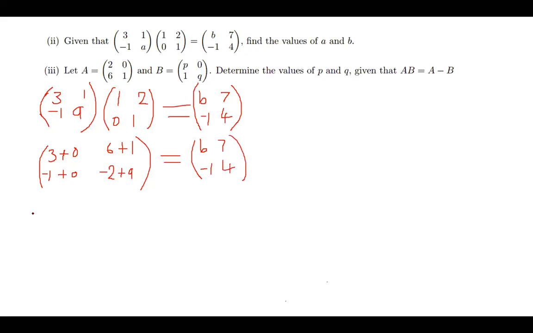Okay. So I'm going to add this: 3 plus 0, I'm getting 3, -1 plus 0, I'm getting -1, 6 plus 1, 7, -2 plus A, I'll write it as that, -2 plus A. So now, how do I know that these are equal matrices? You look at the entries that you have there. Are there some entries which are the same?